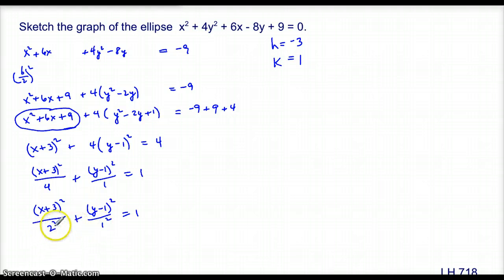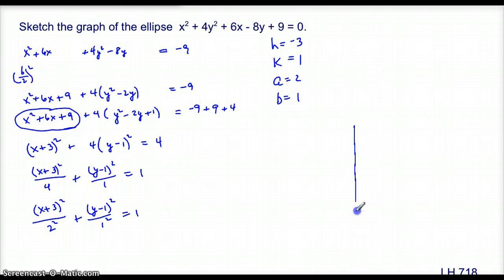A and b. A is always the bigger one, so this is a. This 2 squared, or a, is 2. That is going to be for our major axis, and because it is under the x, we have a horizontal major axis. We're going to get b from here. B squared is 1 squared, so b equals 1. Okay. And I think that's enough information to allow us to sketch this ellipse.